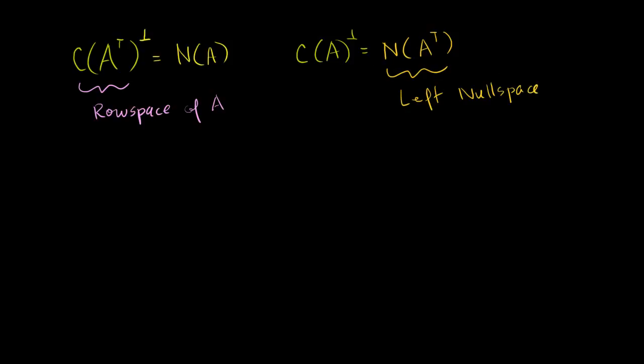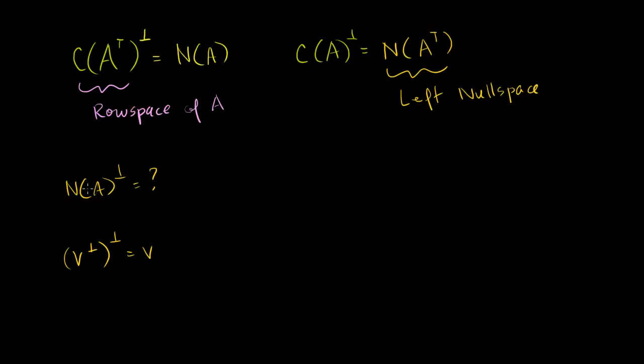Now, what is the orthogonal complement of the null space of A? Well, you might guess that it's the row space of A, but we didn't have the tools until the last video to figure that out. In the last video, we saw that if we were to take the orthogonal complement of the orthogonal complement, it equals the original subspace.